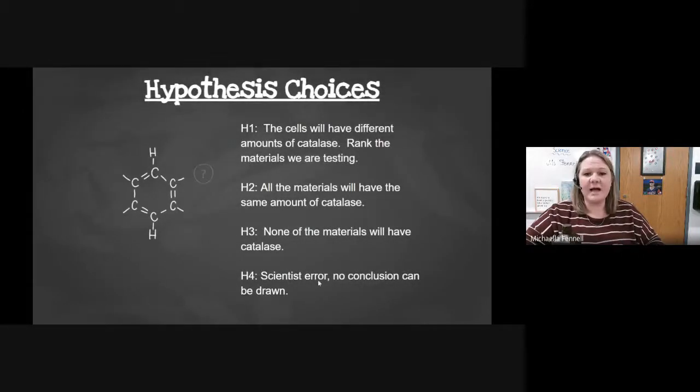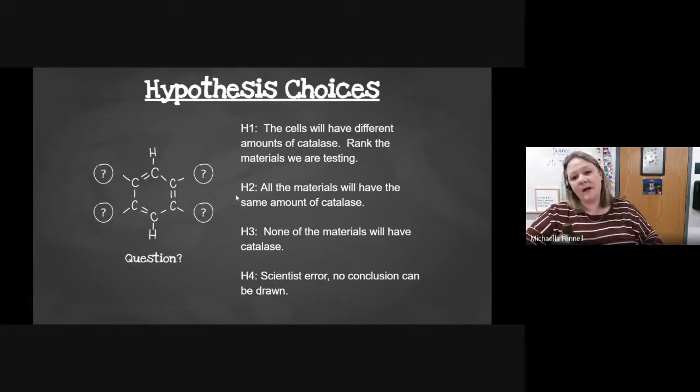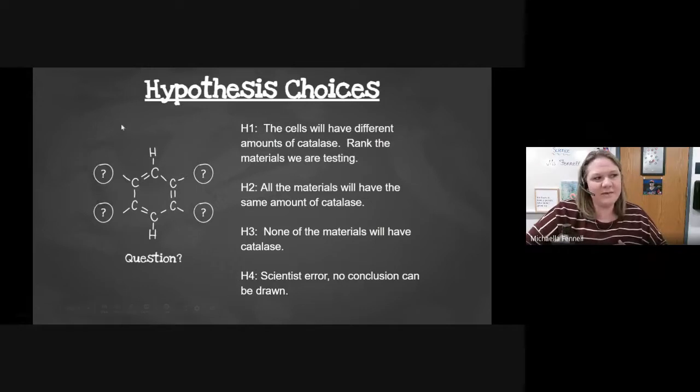Hypothesis choices. Either the cells will have different amounts of catalase, and you can maybe guess which thing you think might have the most if you think that's what's going to happen. Hypothesis or outcome 2 is all our materials might have the same amount of catalase. Hypothesis 3, none of the materials have catalase. And hypothesis 4, we've made a mistake and we shouldn't trust our results at all. That hasn't happened yet today, but who knows?